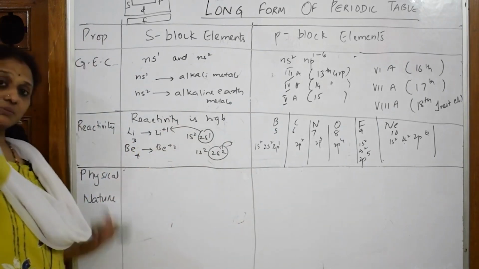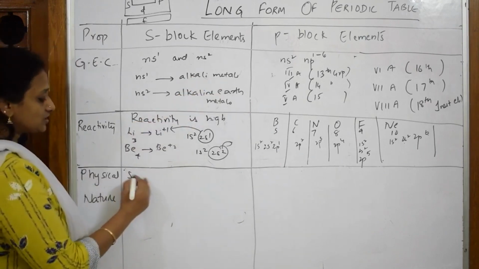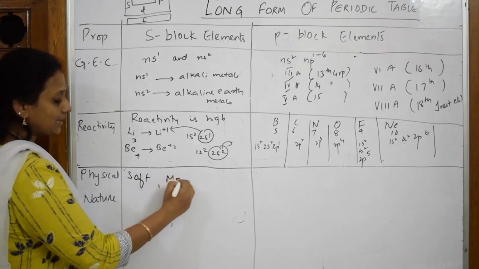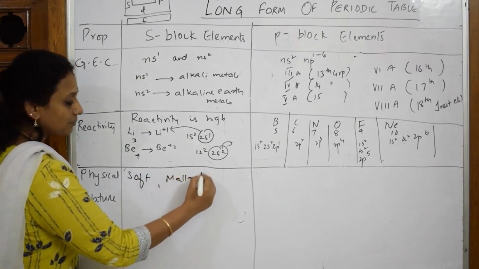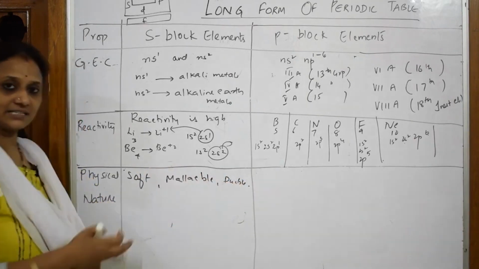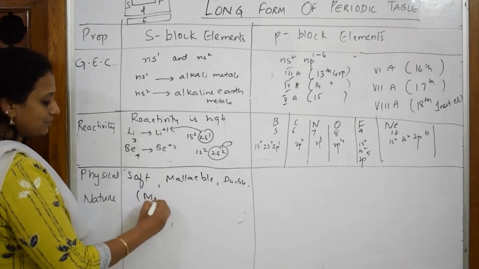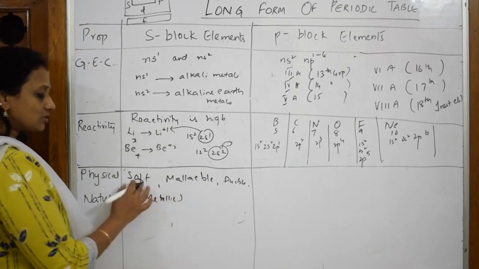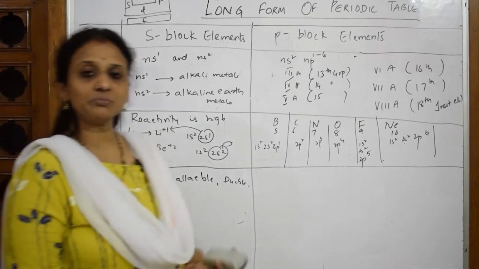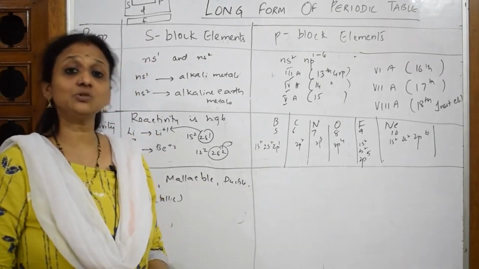Let us come back to see physical nature. Physical nature of S block elements: I said they are metals, alkali metals and alkaline earth metals. They're very soft, malleable, ductile, and the nature of them is metallic. What is malleable? Where I can draw the metals into sheets. If I say ductile, where I can draw the metals into wires.